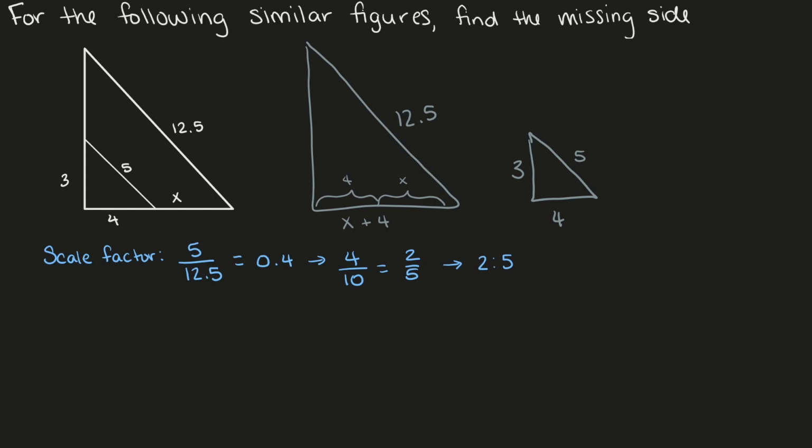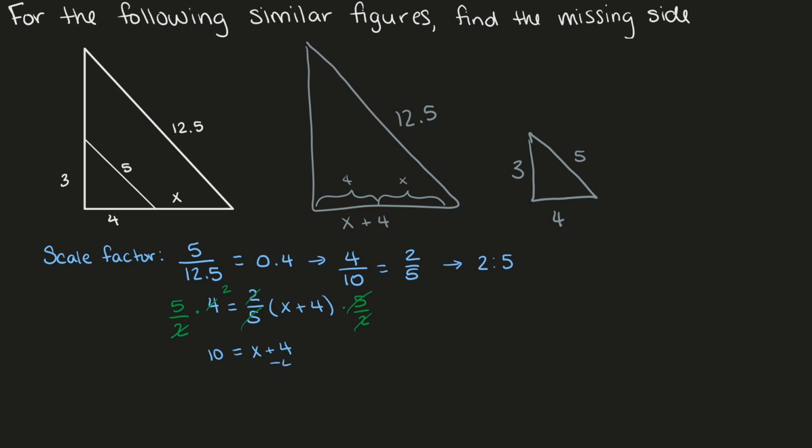If we use our scale factor, which is 2 to 5, we know that from small to big, 4 is equal to 2/5 of our bigger side, which is x plus 4. We can get rid of this fraction. Instead of distributing it, we can multiply both sides by the reciprocal. So if we multiply both sides by 5/2, on the right side, we're just left with x plus 4, and on the left side, we're left with 10. So 10 is equal to x plus 4.